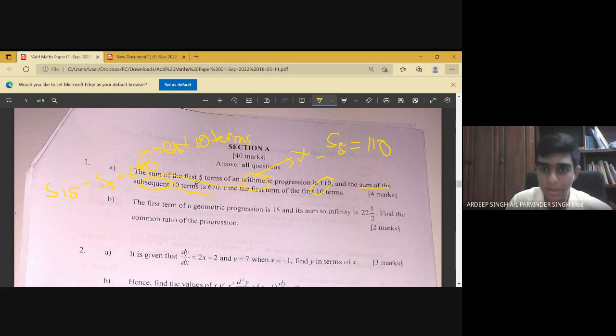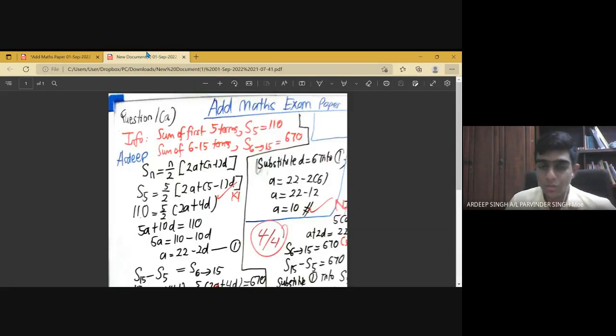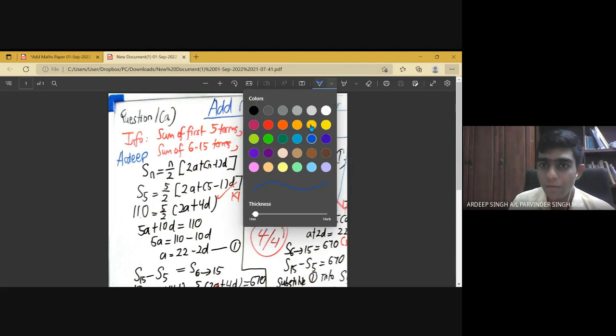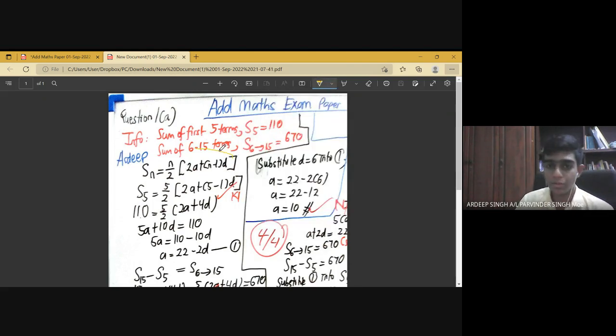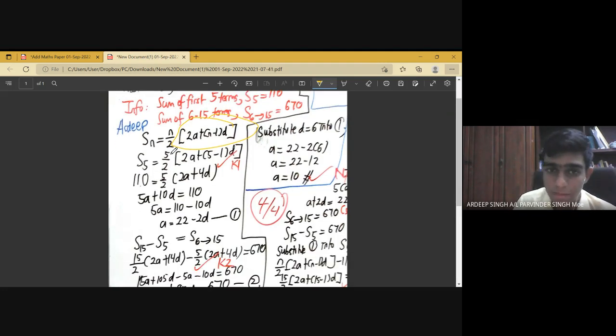All right, now let's go to the working. This is my working over here. You can see the sum of the first 5 terms is S5 equals 110, and the sum of terms 6 to 15 is S15 minus S5 equals 670. So Sn equals n over 2 times 2a plus n minus 1 d. You must use this formula. Make sure your formula is specific, whether it is AP or GP. Here the formula is 2a plus n minus 1 d. After that, you substitute the value 5, because n here will be 5.